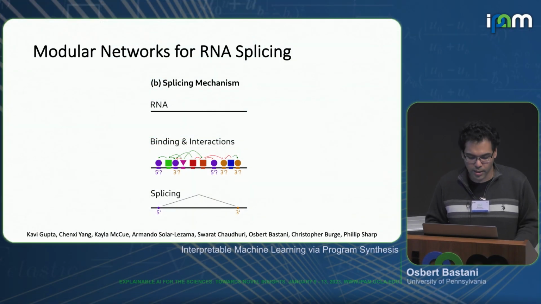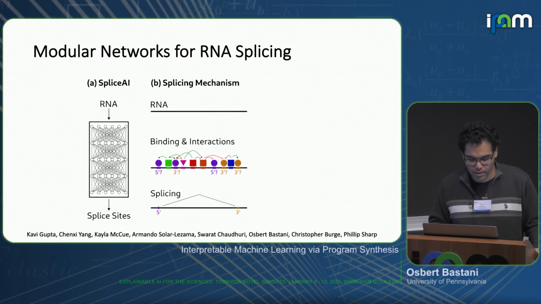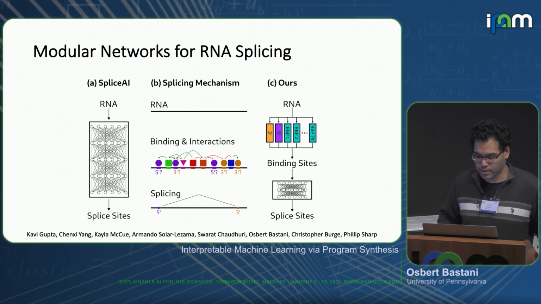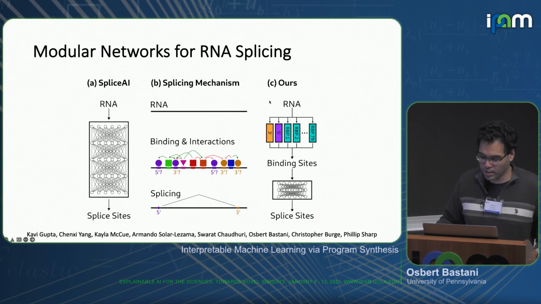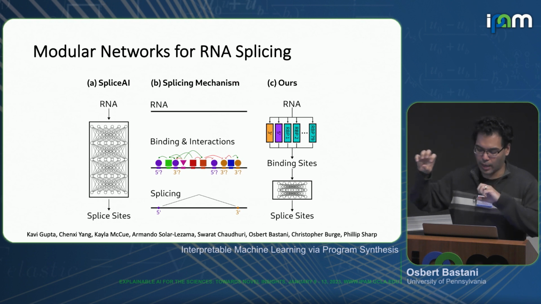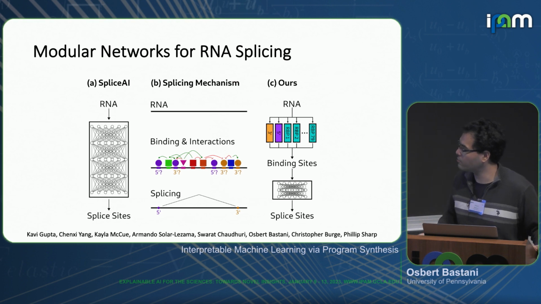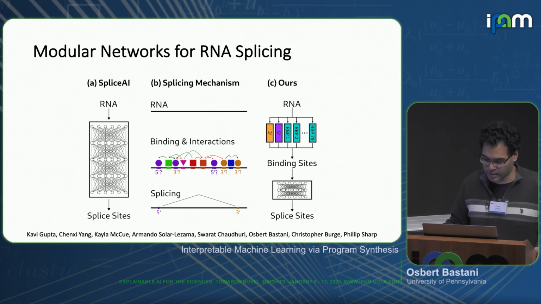As I mentioned at the beginning, we're looking at this splicing mechanism where you have an RNA sequence, some binding and interactions between proteins, and then finally you get out this splicing model at the end. SpliceAI is an end-to-end neural network that predicts splicing, whereas we're working on a modular network. It's a bit of a hybrid between deep learning and the program synthesis approach. We're designing smaller modules, each a neural network designed to solve some task, and then piecing them together to solve the task end to end.